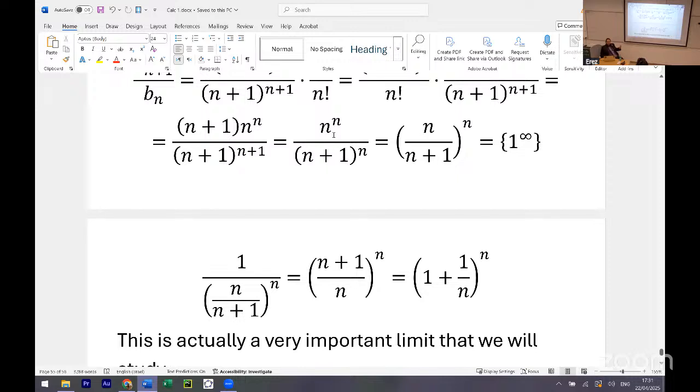It tends to 0. No, it doesn't. So I won't leave you hanging. The answer is 1 over e. So it's not combinatorics. Sadly. Okay, see you.